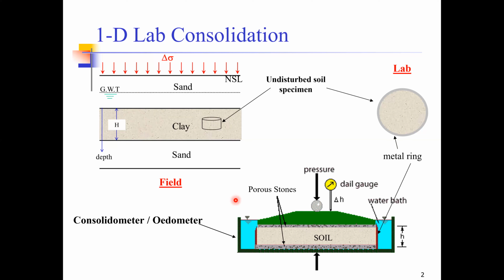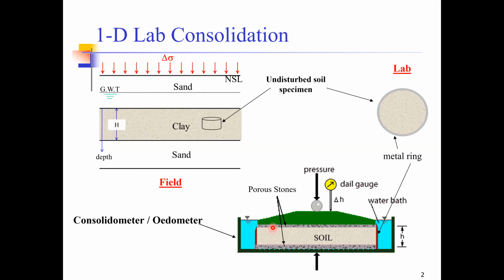The same rule applies on this scale, on this soil sample as well. Now, in this case, again, it is going to be two-way drainage, because the water can either escape from the top porous stone or it can escape from the bottom porous stone. So in this case, it is again two-way drainage, and the length of the drainage path would be equal to half of the height of the soil sample.